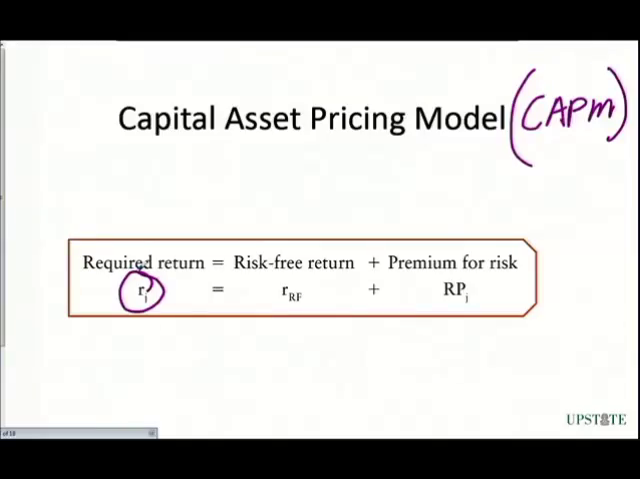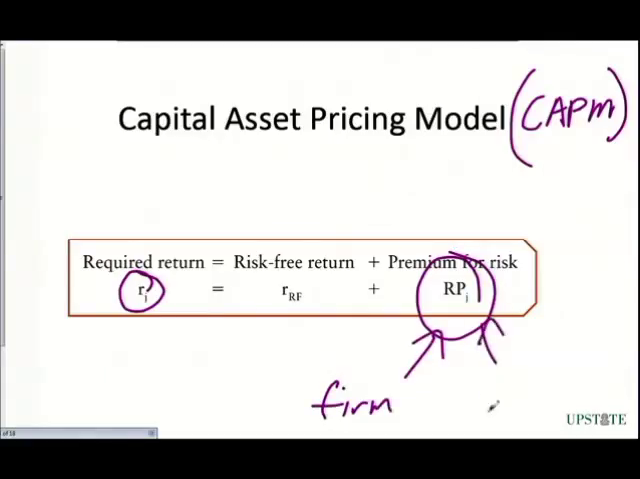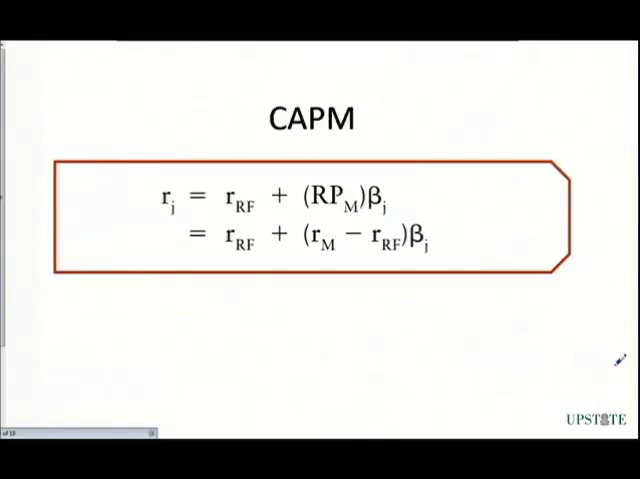Our required return is equal to our risk-free return plus that premium for risk. But we have to come up with what this risk premium is. We have to isolate this between the firm level and then the market level. Because it's not just enough to say that we are going to buy this stock and that it's based off of market level risk. So CAPM actually just looks like this.